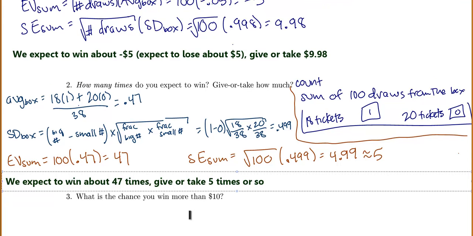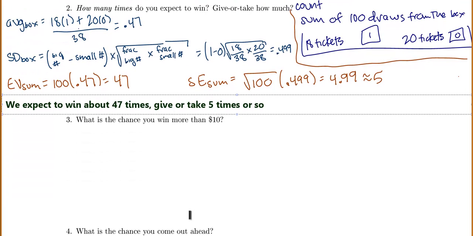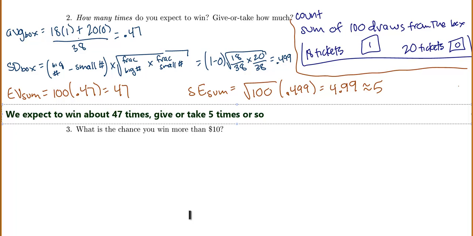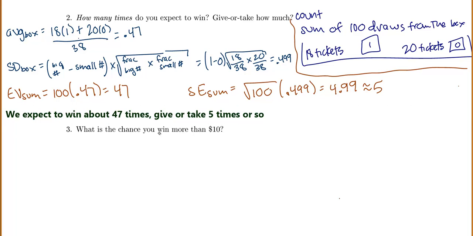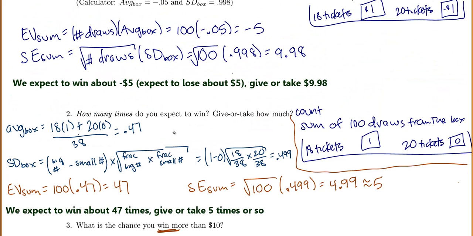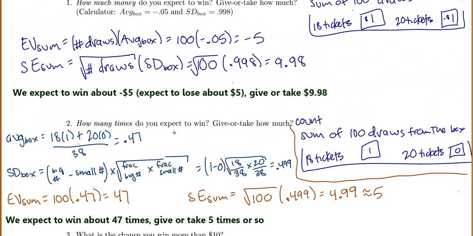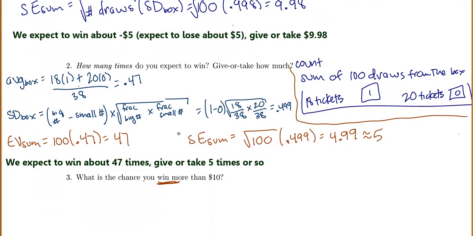Now number 3 is, what is the chance that you win more than $10? Notice that we are now once again talking about the amount you win and not the number of times you win. And so this goes back to number 1. So our average is negative 0.05 and the standard deviation of the box equals 0.998.